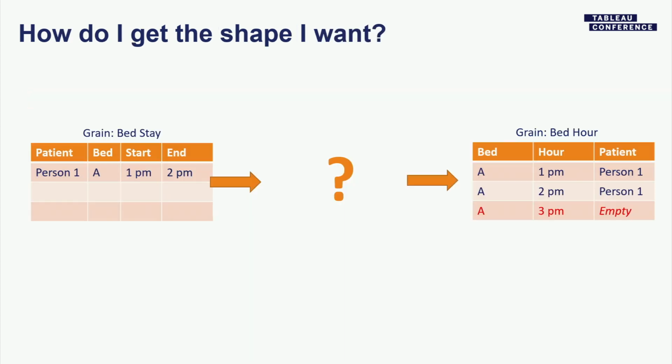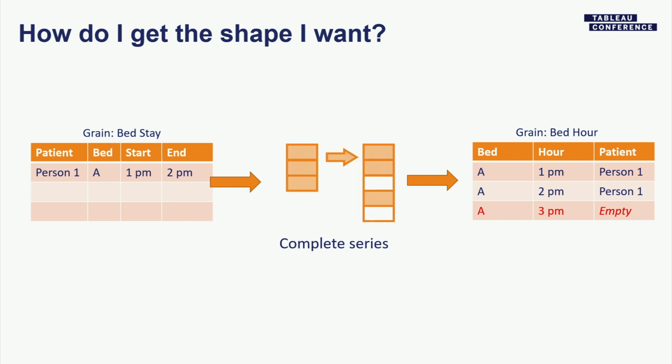What I want is to go from bed stay to bed hour. Was there a person in that bed in that given hour? And that means I have to fill in values like this at the bottom in red, where I've got bed A, 3 p.m., but it's empty. I need to know when it's empty. And to do that, I need to do series completion. And so Yusuf's going to walk us through how to do series completion in Prep.